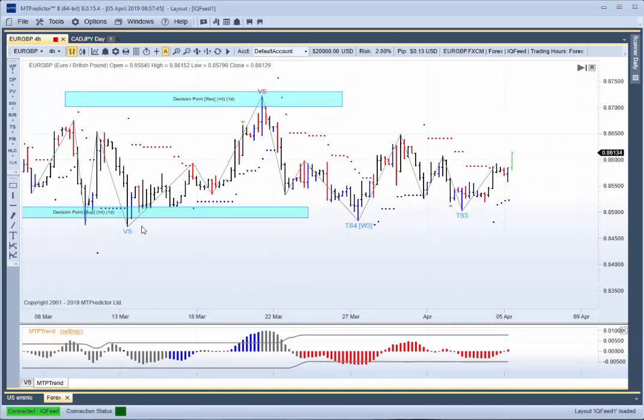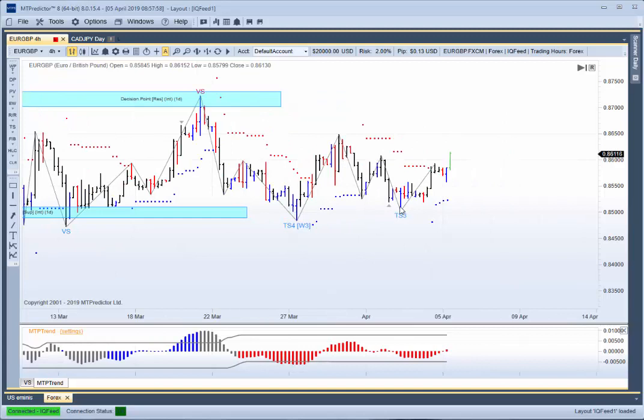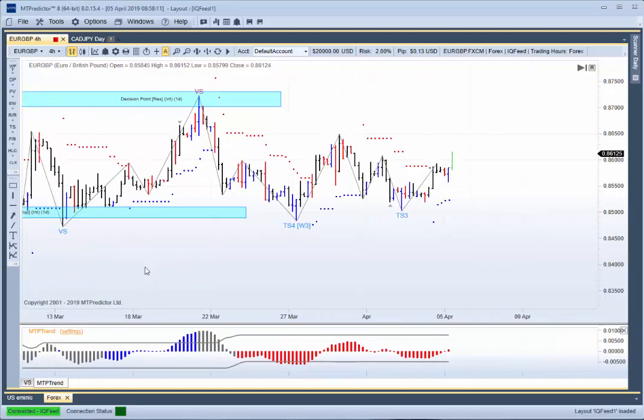You would have been avoiding this because our trend was up. It was up between this higher time frame support and higher time frame resistance, and also was against our MTP blue trend, so you wouldn't be considering that. And these buy setups here, again, you would be avoiding these because our MTP trend was red, and also the market was making a decline off our higher time frame resistance zone. So hopefully this is a good example to show how we use MTPredictor, with a recent example on the EURGBP.